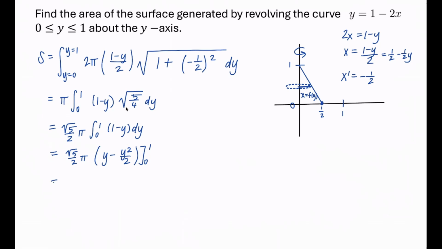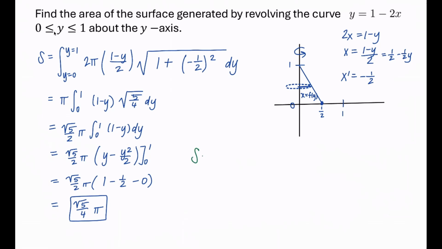If I plug in 1, I'm going to get rad 5 over 2 pi, and I'll get 1 minus 1/2. If I plug in 1 into both y's, and then minus just 0. And so 1 minus 1/2 is 1/2. If I multiply that by this radical 5 over 2 pi, I end up with radical 5 over 4 pi as my answer. Again, setting this up in terms of the variable y because those were the limits of integration provided. But I could have set this up in the variable x.